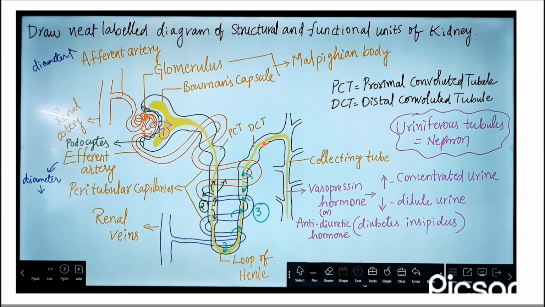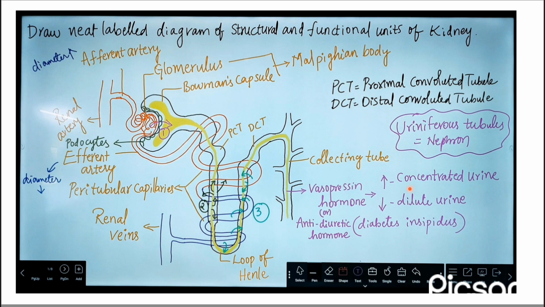Urine from the DCT enters the collecting tube. Here in the collecting tube, if any extra water is there, that water will be absorbed into the blood vessels, that is the peritubular capillaries. For that, one hormone is responsible. That hormone is called vasopressin hormone, also called antidiuretic hormone. If the urine present in this collecting tube is very dilute, if there is more water in the urine, then vasopressin hormone will be released and make the urine concentrated.